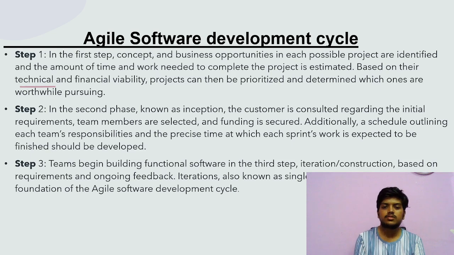In the second phase, inception, the customer is consulted regarding the initial requirements, team members are selected, and funding is secured. Additionally, a schedule outlining each team's responsibility and the precise time at which each sprint's work is expected to be finished should be developed. Teams begin building the functional software in the third step, iteration construction, based on the requirements and ongoing feedback. Iterations, also known as single development cycles, are the foundation of agile software development cycles.